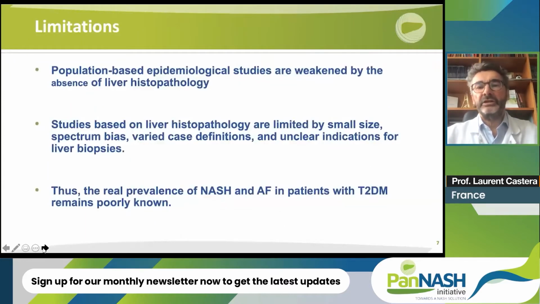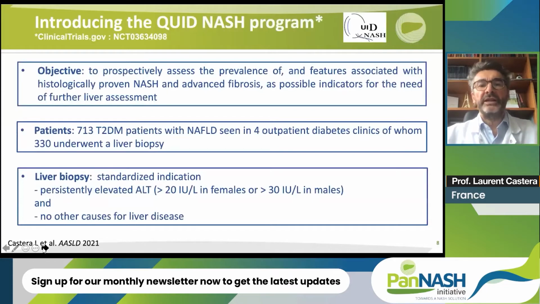Population-based epidemiological studies are weakened by the absence of liver histopathology. On the other hand, studies based on liver histopathology are limited by small sample size, spectrum bias, varied case definition, and unclear indications for liver biopsy. So the real prevalence of NASH and advanced fibrosis in patients with type 2 diabetes remains poorly known so far. So I would like to introduce the QUID NASH program.